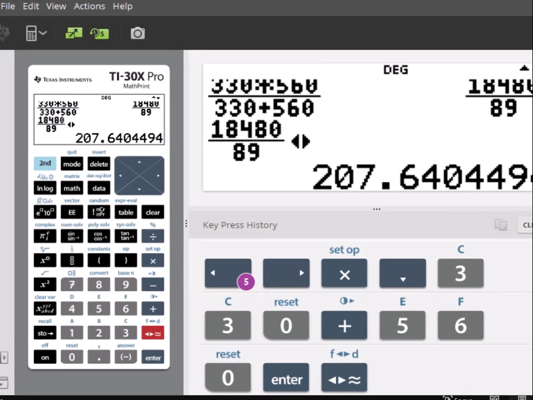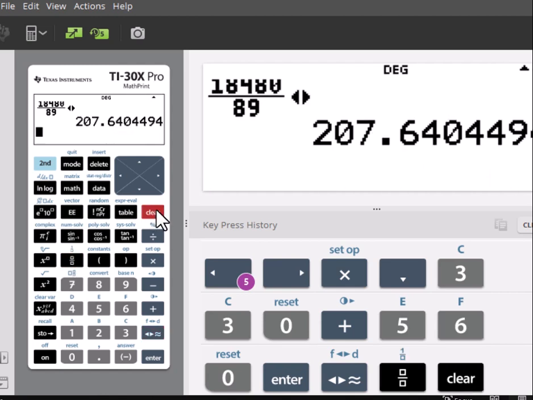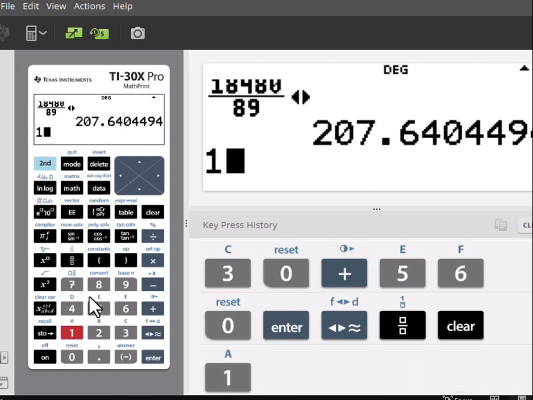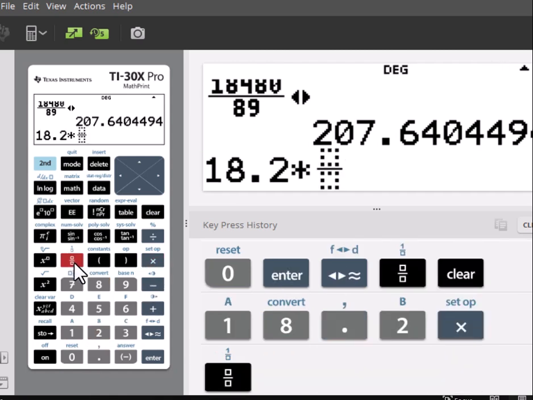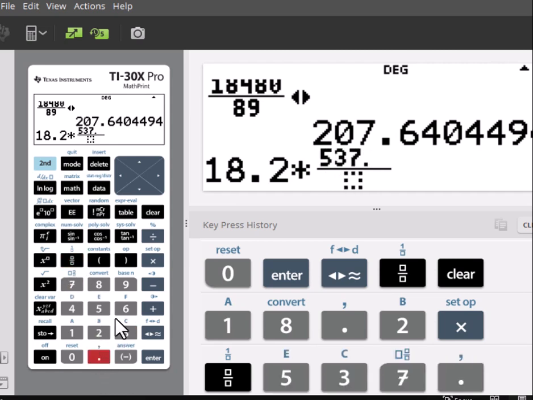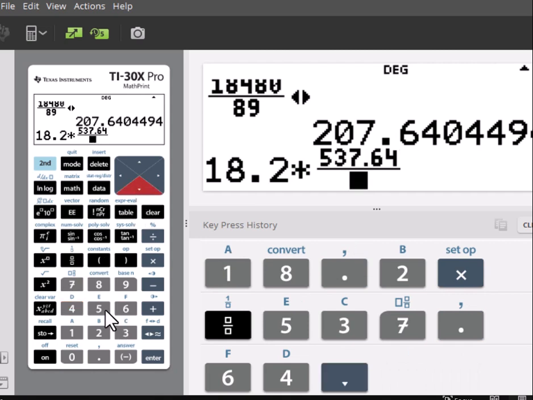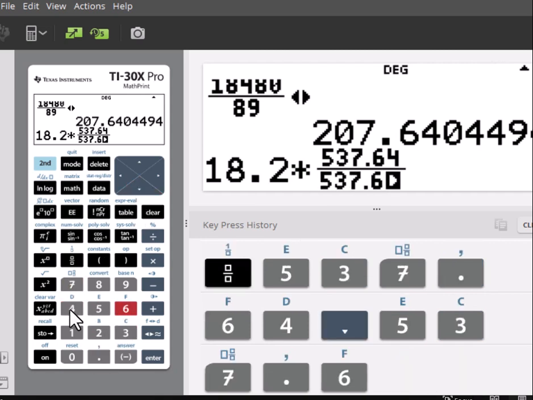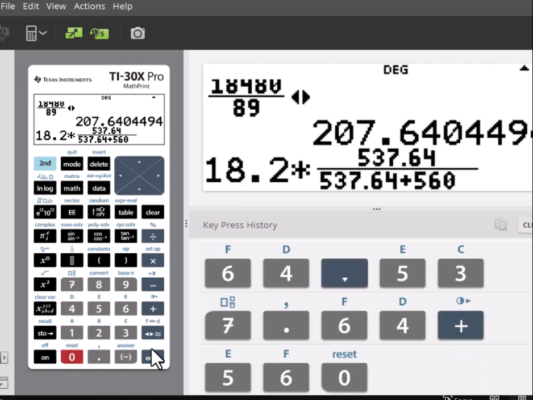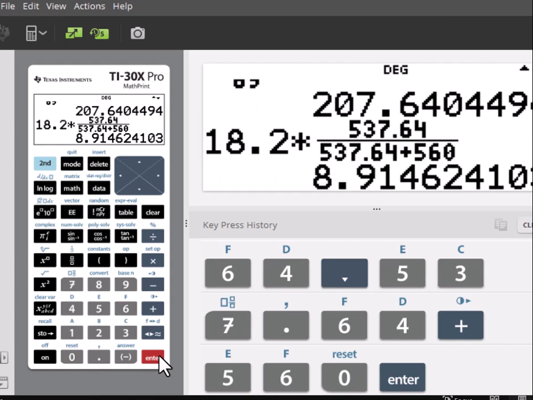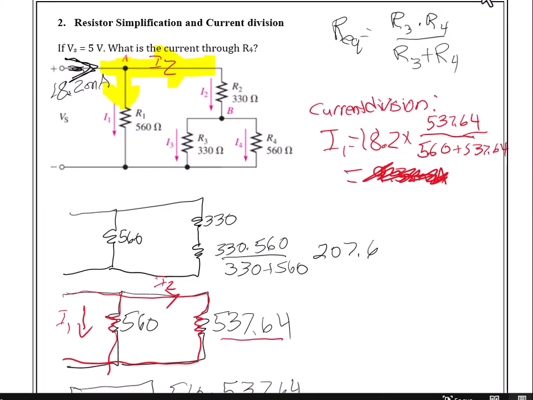It was 18.2 times the other resistance, which was 537.64, over 537.64 plus 560, 8.91. Okay, so I get I1 is 8.91 milliamps.